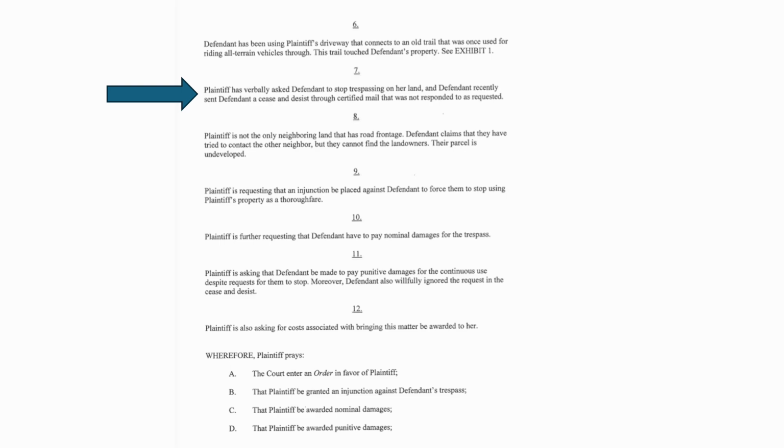It's implied anyhow. Then we have plaintiff is not the only neighboring land that has road frontage. Defendant claims that they have tried to contact the other neighbor, but they cannot find the landowners. Their parcel is undeveloped. Plaintiff is requesting that an injunction be placed against defendant to force them to stop using plaintiff's property as a thoroughfare. Plaintiff is further requesting to have defendant pay nominal damages for the trespass.